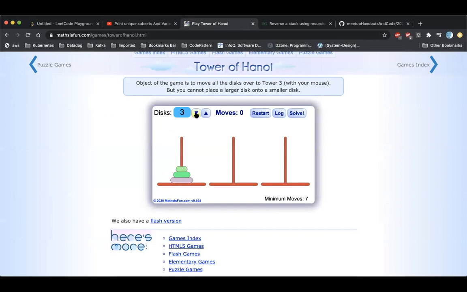I don't think they're allowing below 3. I don't know why. If you only have one disk, it's just putting it from source to destination. And when you have two disks, you take a helper, put this here, take a helper and do it. I think that's the base of how you solve it.